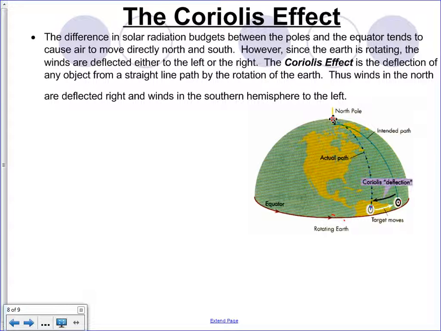Here's the weird thing, guys. Winds are named for the direction they come from. Our winds are westerlies because they blow from the west to the east. A wind coming out of the east is an easterly, but it blows west. So that's our Coriolis effect. It's the Coriolis effect along with the convection that causes our prevailing winds. The Coriolis effect is the deflection of any object from a straight line by the rotation of the Earth.